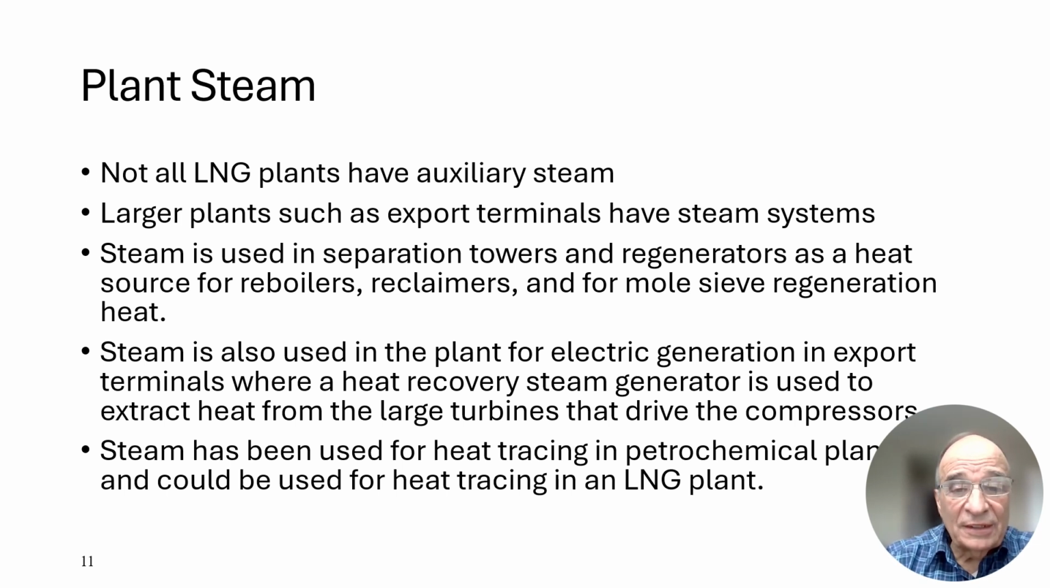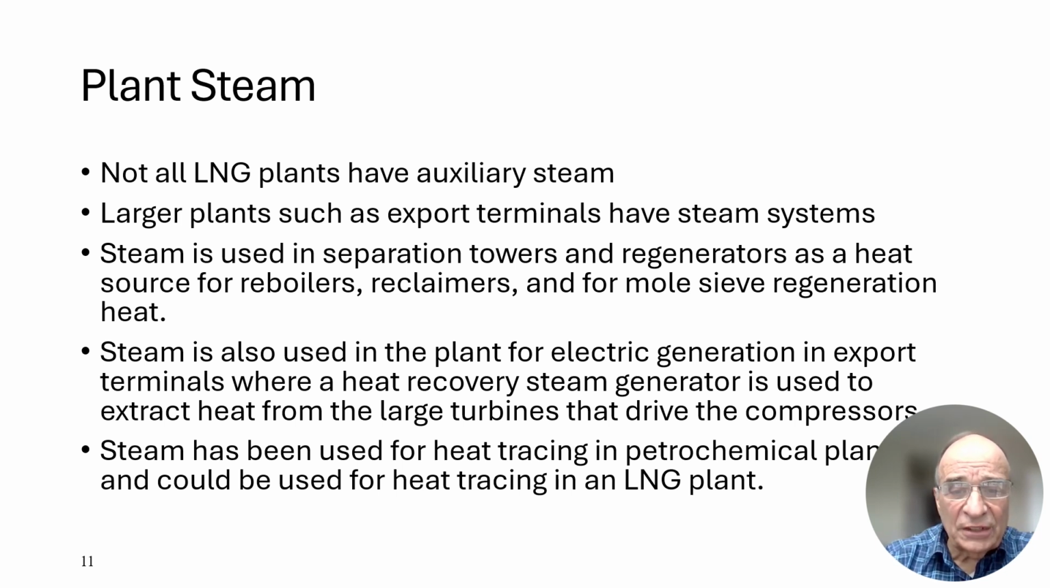Steam is used in separation towers and regenerators as a heat source for reboilers, in order to heat reboilers to do the separation of zeotropic mixtures within a distillation tower, to heat reclaimers, to heat mole sieves that need regeneration. Now, regeneration heat is quite high. It's about 550 degrees Fahrenheit, so you need high pressure, high temperature steam. In order to have steam at 550 degrees Fahrenheit, it needs to be about 1000 psi absolute.